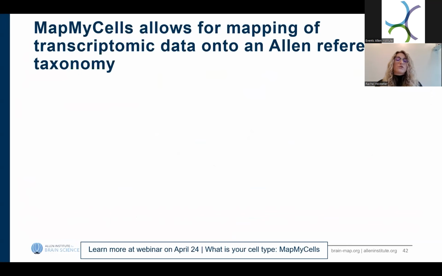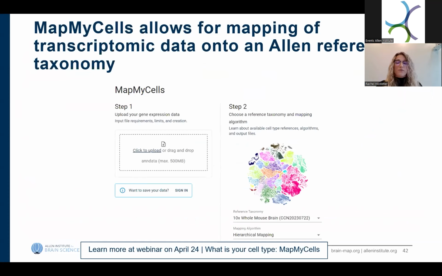And so the Allen Institute also created another tool which helps address this issue. Map My Cells is a tool where if you have a cell by gene matrix, if you have your own single cell or single nucleus RNA-seq data, you can actually upload it to Map My Cells and then map it onto a whole mouse brain taxonomy from the Allen Institute. And so here you'll get a direct comparison between your work and the cell groups and cell types that you're identifying, and you'll be able to map it onto a large, complete reference atlas of the whole mouse brain, which will give you a better idea of the populations that you're studying and what's going on in your work.